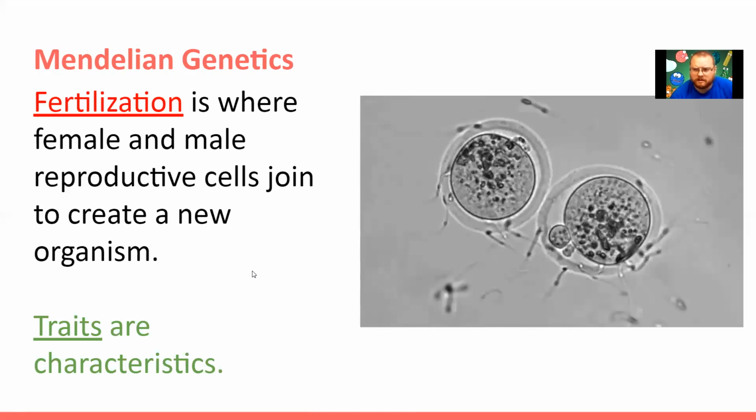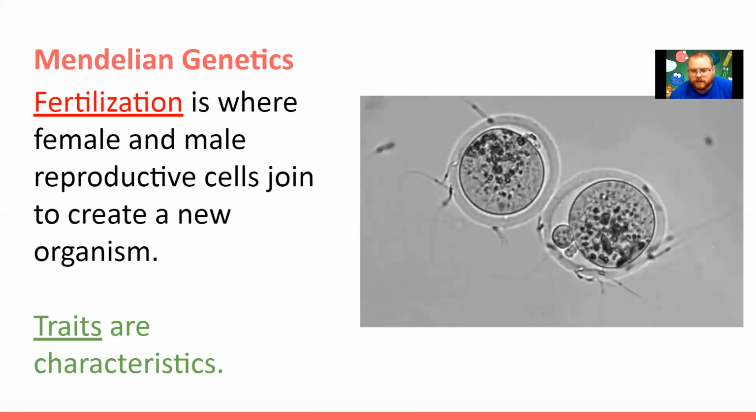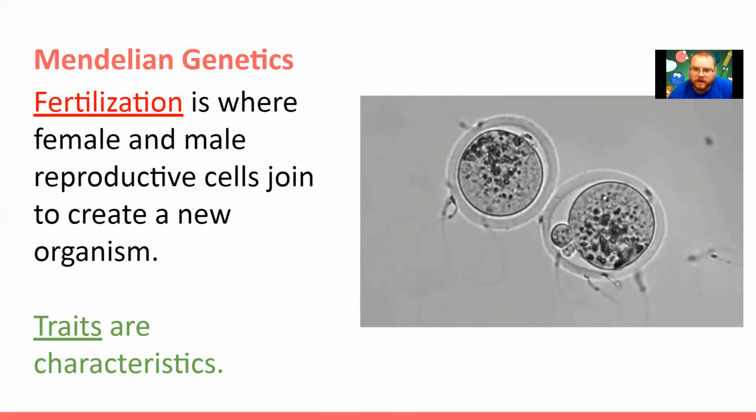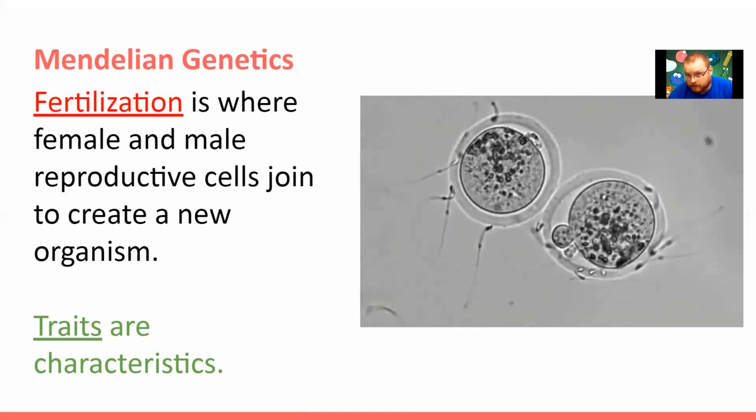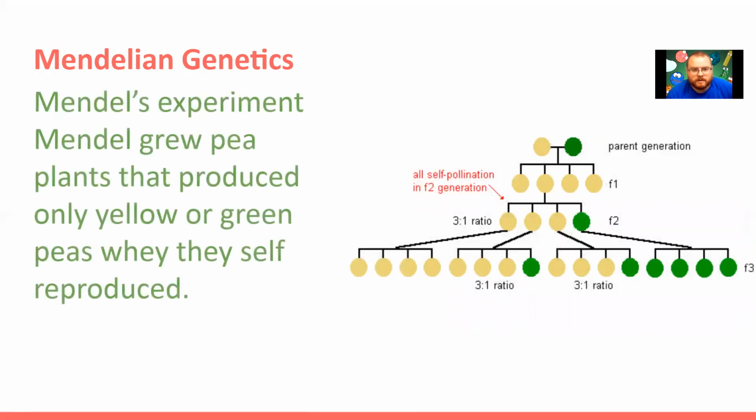And traits are just the characteristics that you pass on. For instance, eye color, skin tone, hair color, which we will get into later. So that's going to tell us about Mendel's experiment, how he grew pea plants that produced only yellow or green peas. Typo. They self-reproduced.